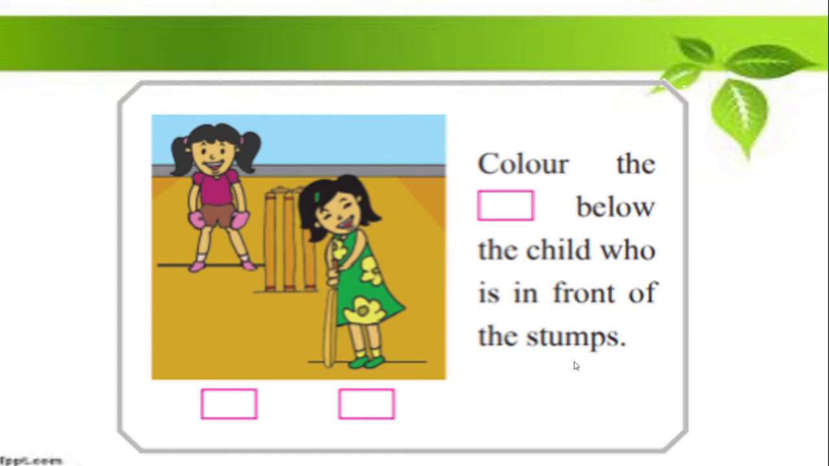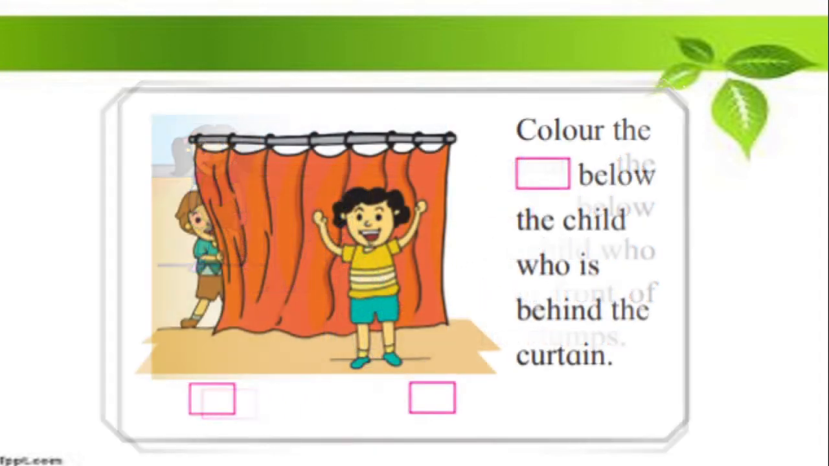Come on, tell me, one girl is in pink dress and one girl is in green dress. Who is in front? Yes, very good. The girl in green color dress is in front of the stump. So we will color this as green. Okay, we'll move to next one.